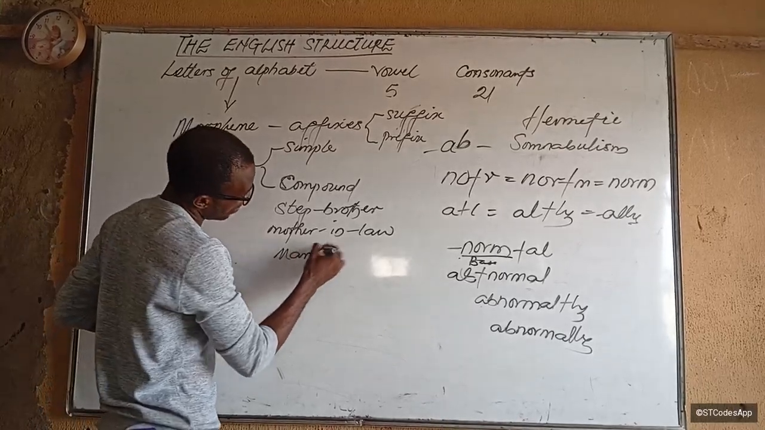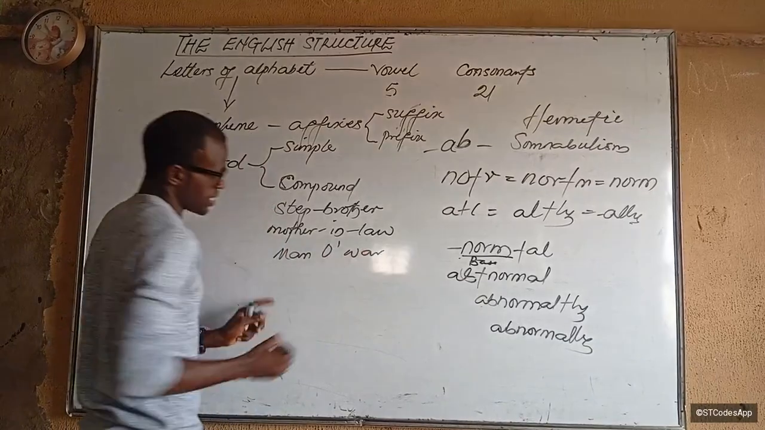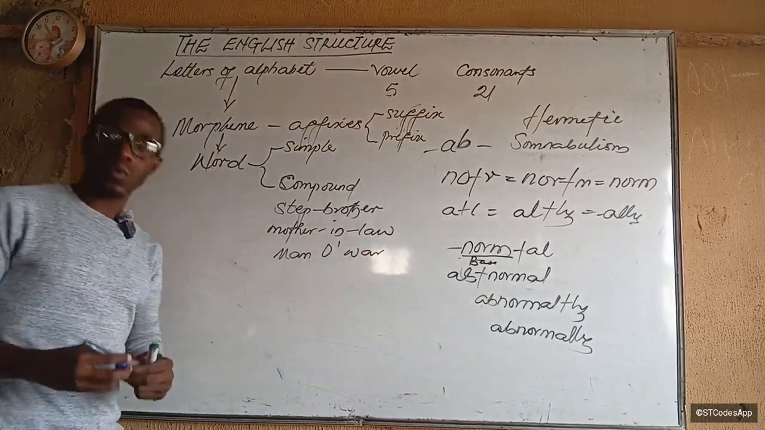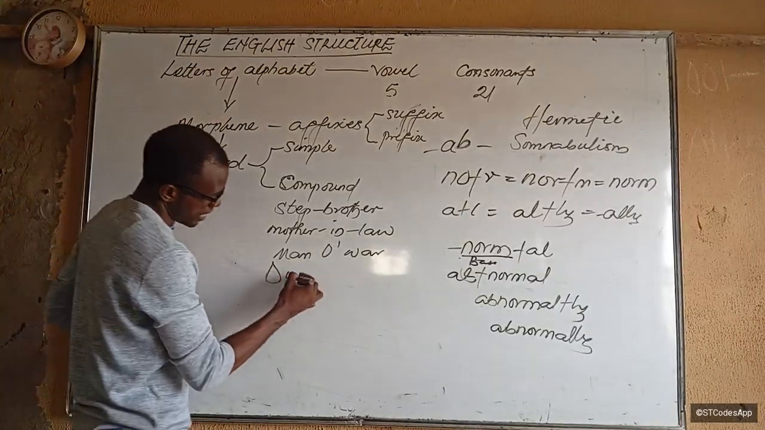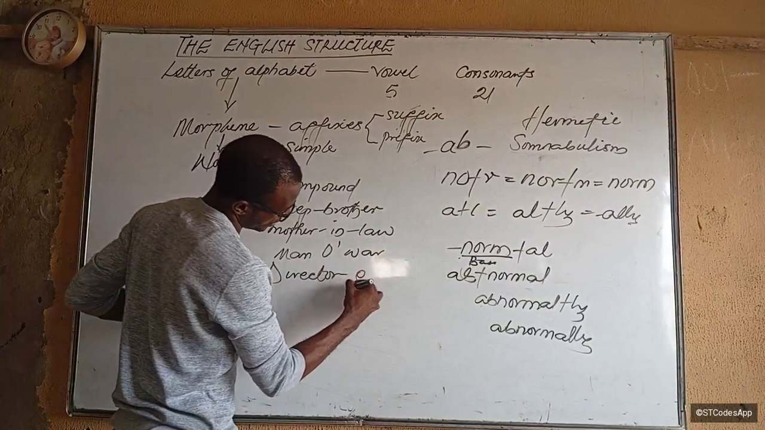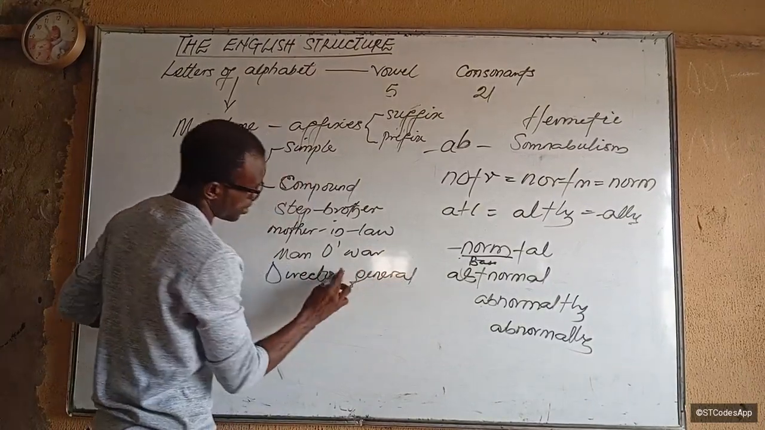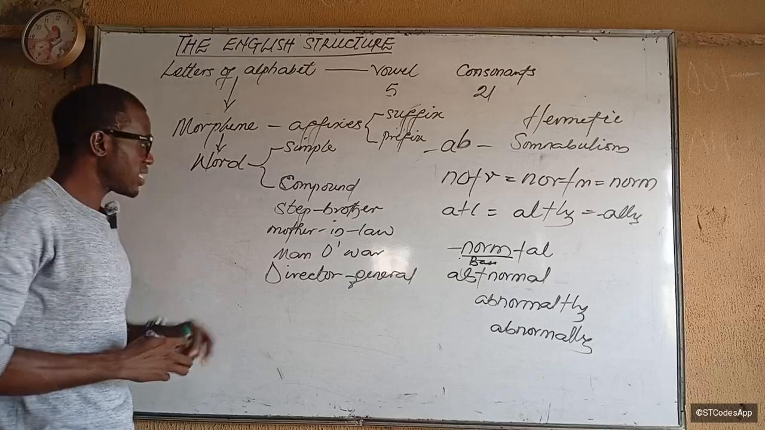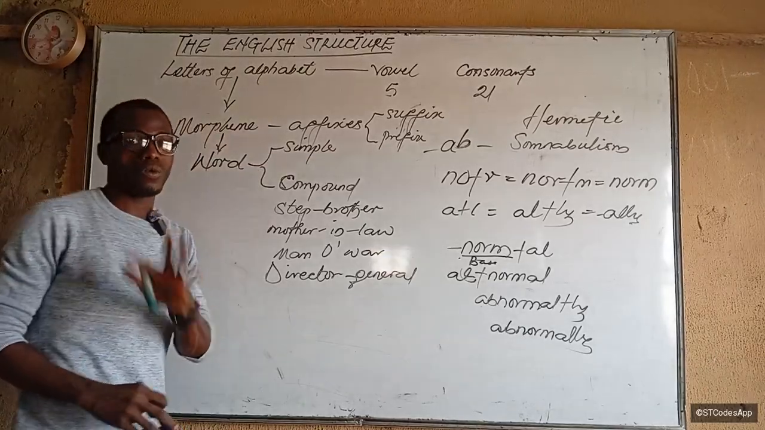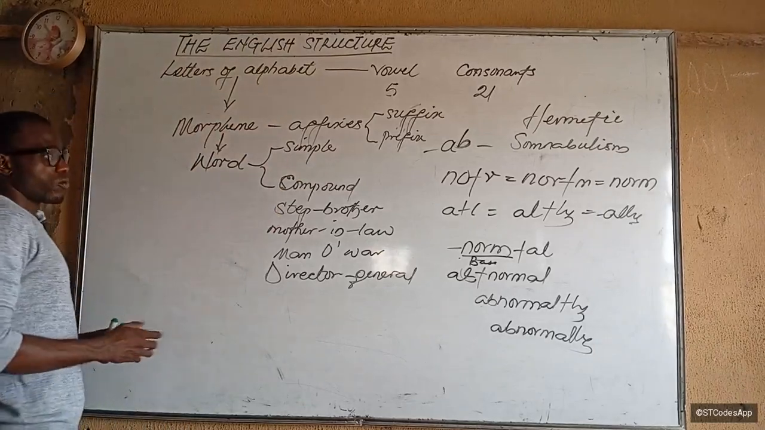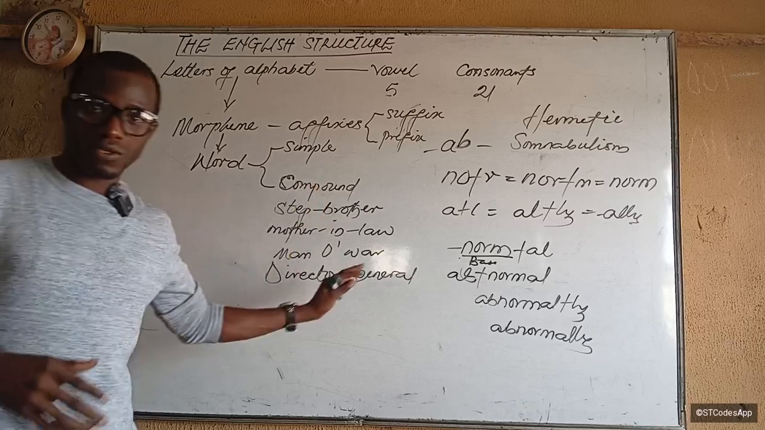Man-o-war. Look at this. These are compound words. Director-general. Do you understand now? So those are compound words, and these one-word words are simple words. Is that clear?